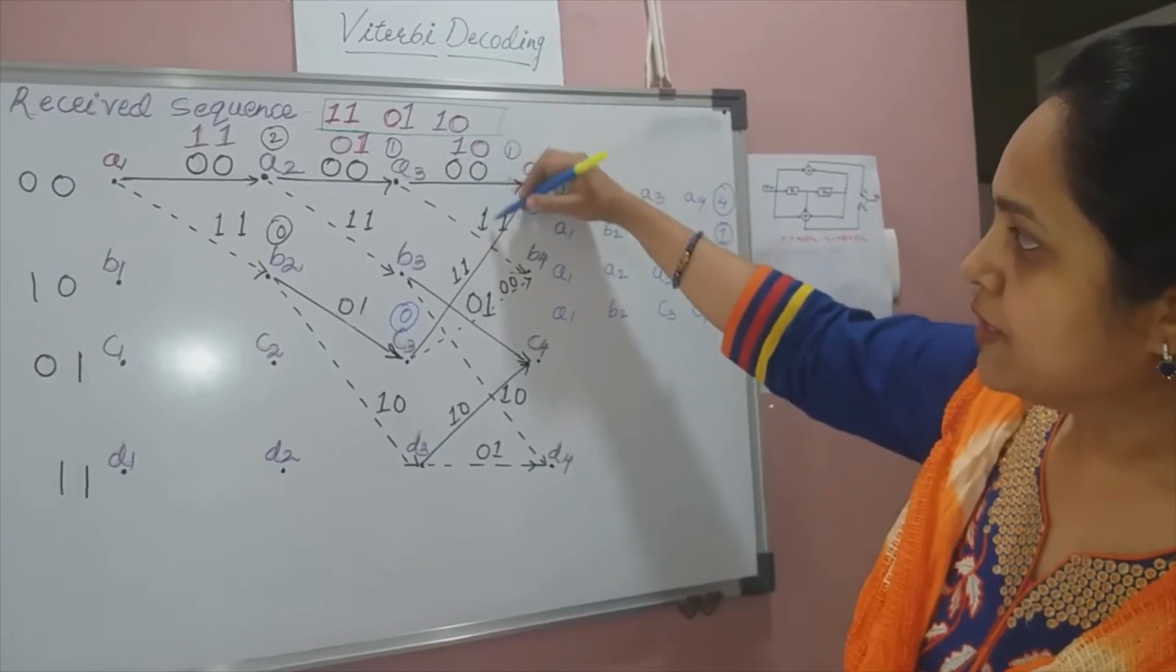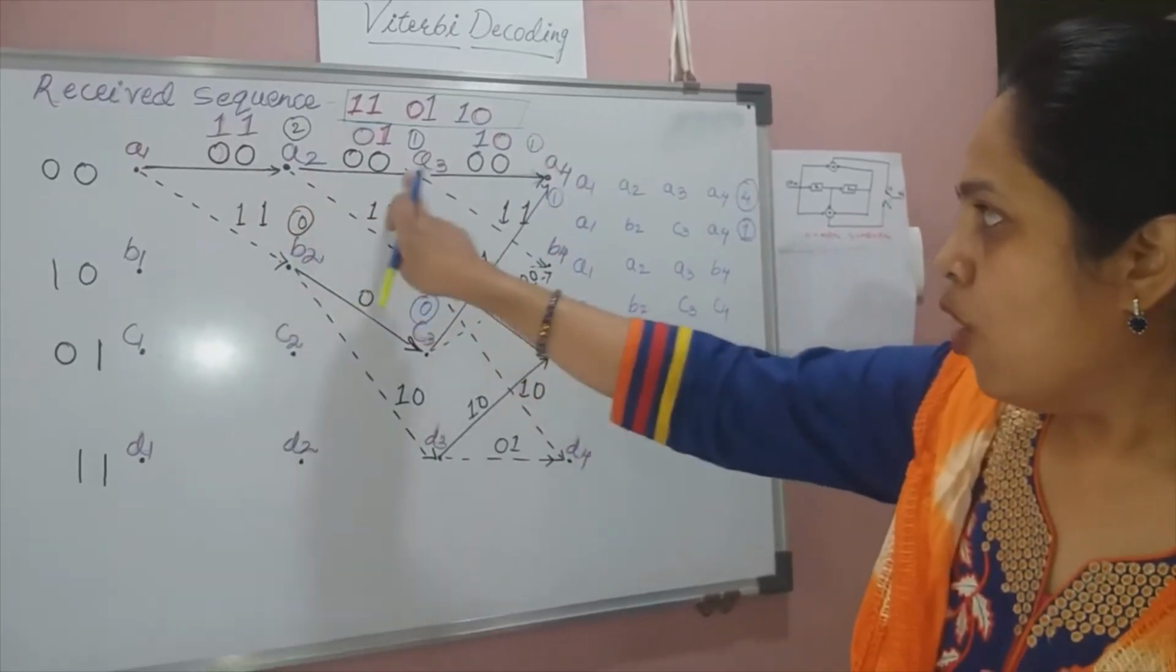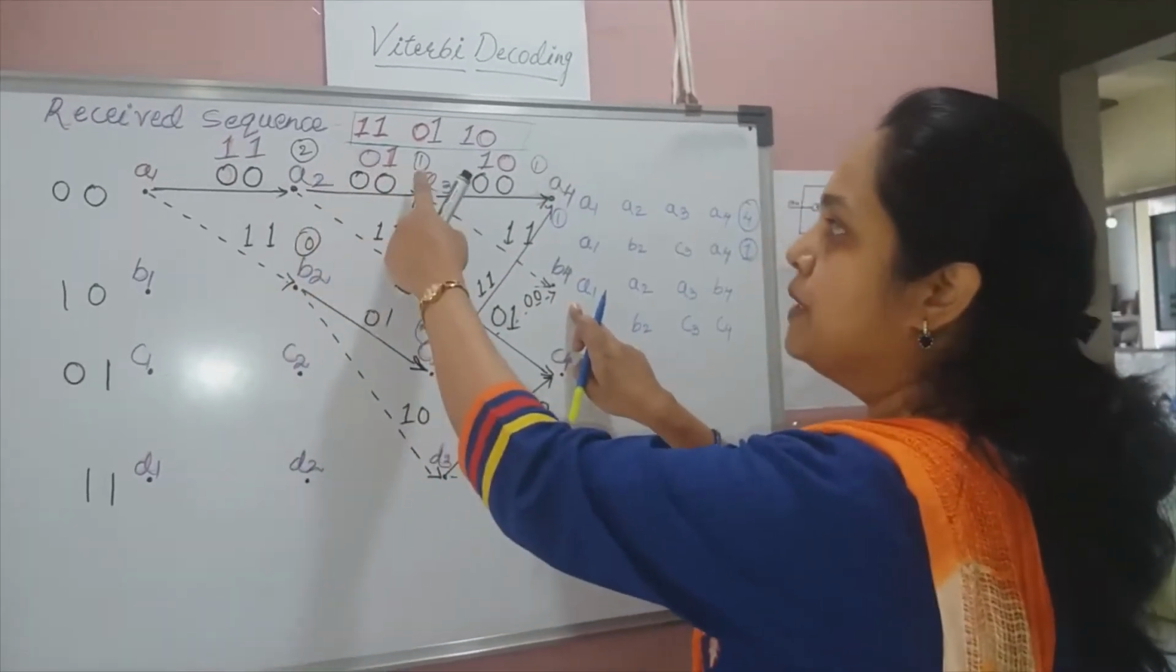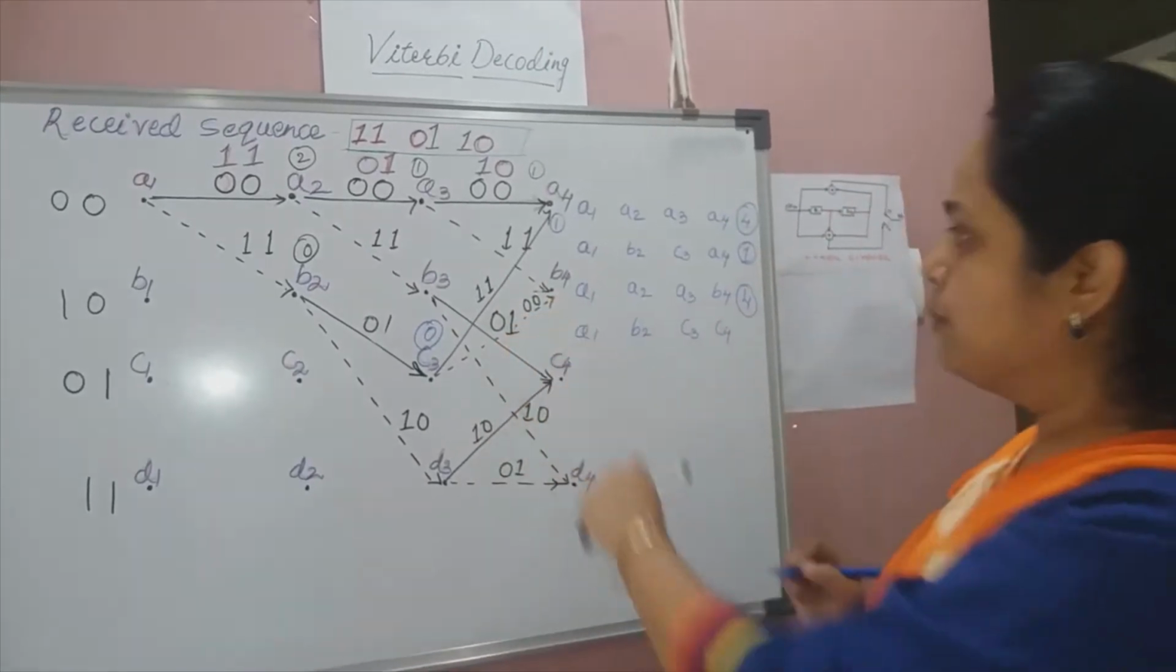So the difference here is again 1. So the total weight of this path is 2 plus 1, 3 plus 1, 4. Similar to that of the first path.